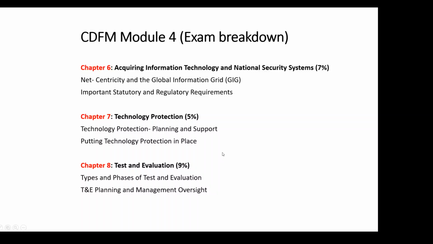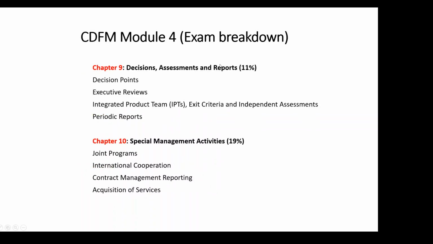Before we put it out there, we want to test it, evaluate it. Decisions, assessments, reports, Chapter 9, 11%. And one of the big areas, Chapter 10, Special Management Activities, is 19%. So this accounts for the test breakdown for the CDFM Module 4 acquisition exam, for those that are planning to take that. So that ends the breakdown.